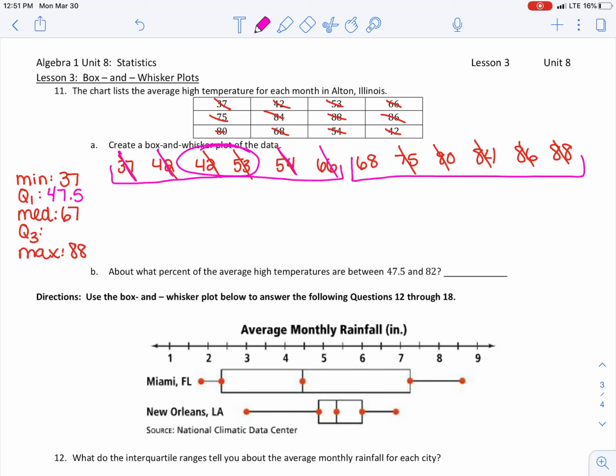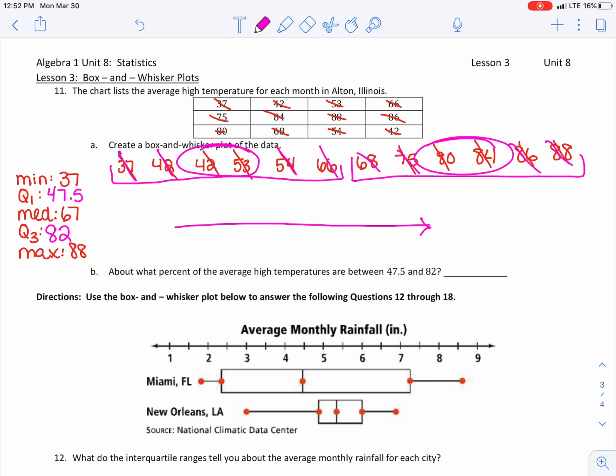Okay, then I'm going to do the same thing with the second half of my data, include the 68, and I'm going to cross off again on both sides. So I end up with 80 and 84. If I take the average of that, I add them together and divide by 2 again, I get 82. And now it's wanting us to go ahead and create that box and whisker plot.